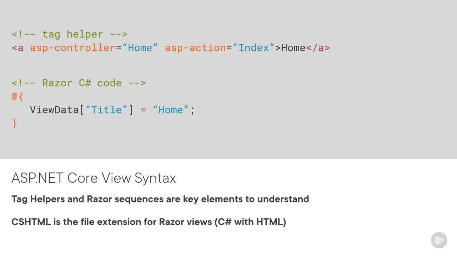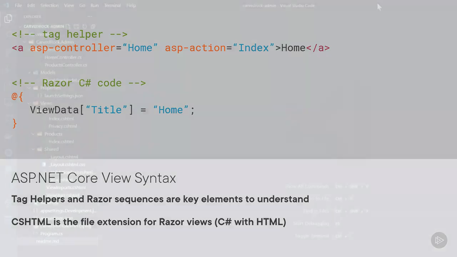You couldn't use these on normal HTML files. This syntax needs to be in files with a CS-HTML extension. Of course, there's much more to both tag helpers and Razor sequences that we haven't seen yet. We'll definitely be seeing more in this course, but even then, there's much we won't get into, and this is a good segue into the docs.